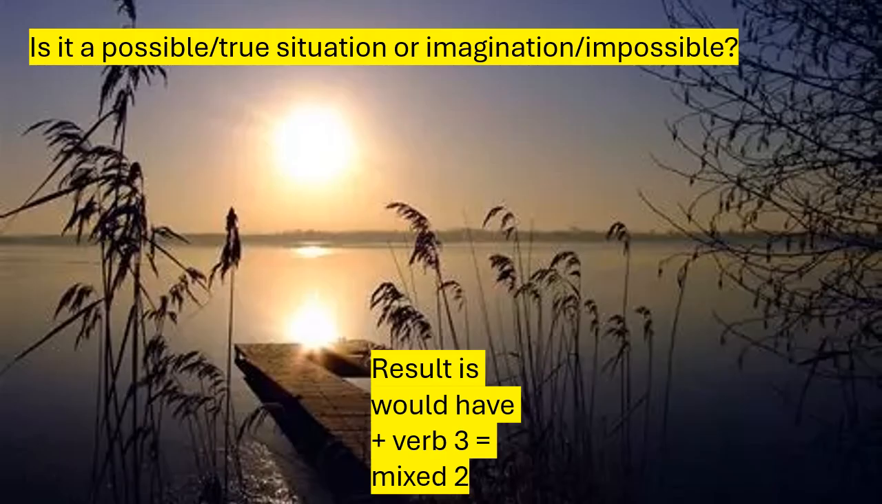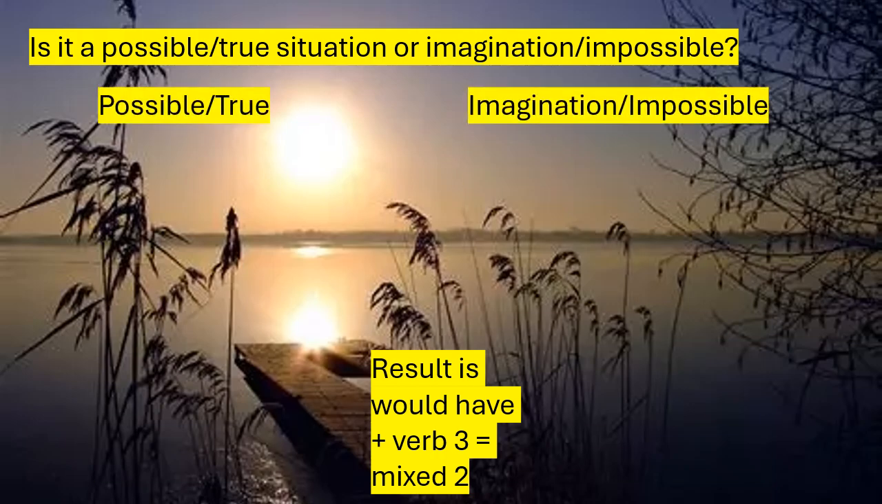So now we're going to look at a decision diagram where you have to decide step by step which kind of conditional it is. So the first question is: is it a possible or a true situation, or is it imagination and an impossible situation? So now we have two boxes, on the left, possible, true, on the right, imagination or impossible.